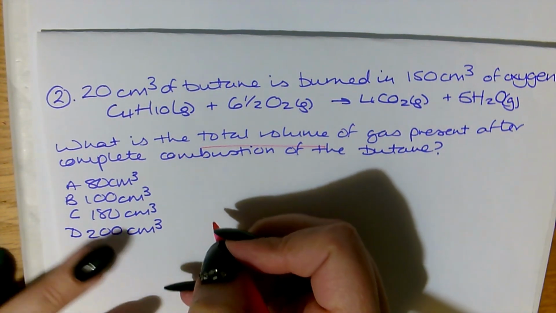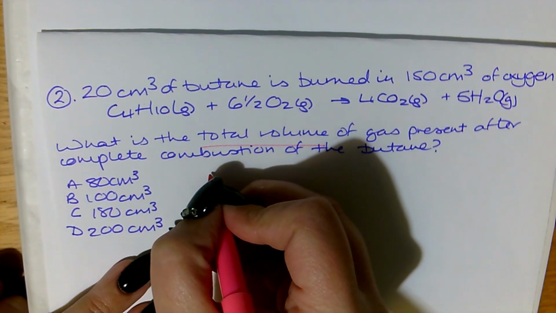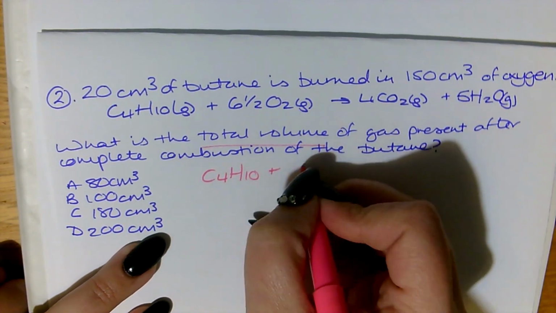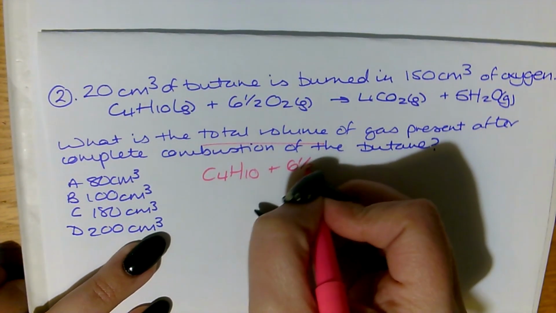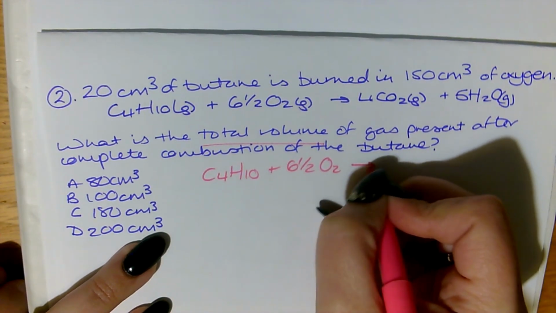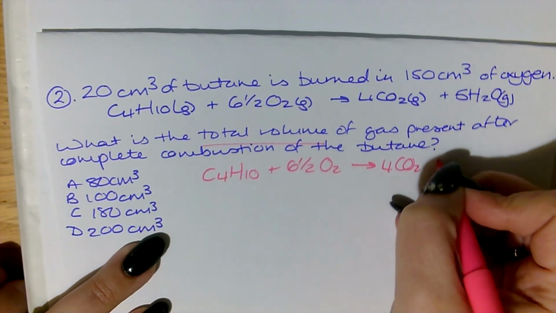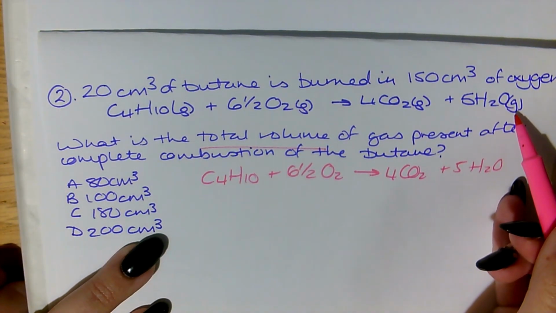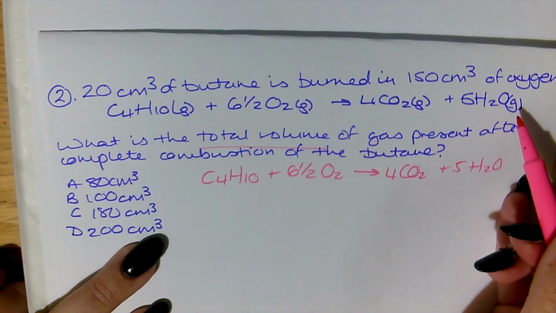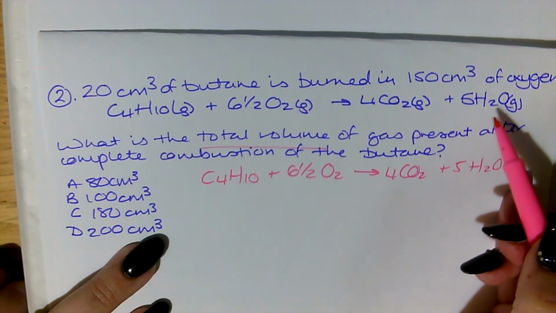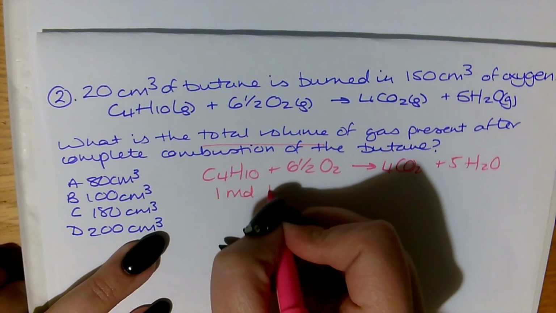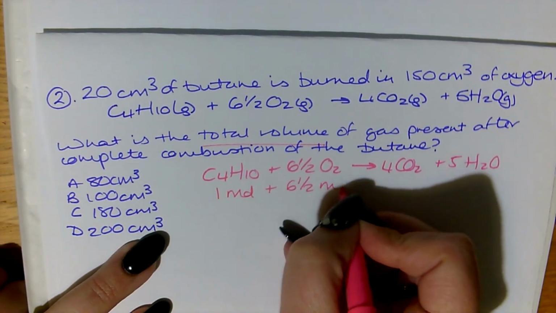So first things first, I'm going to rewrite my equation down here. So I've got 1 mole of butane, my 6.5 moles of oxygen, give me 4 moles of carbon dioxide and 5 of water. Okay, now this water is in the gaseous phase here. If that was a liquid state symbol, we would obviously not be including this. Okay, so I've got 1 mole to 6.5 moles.